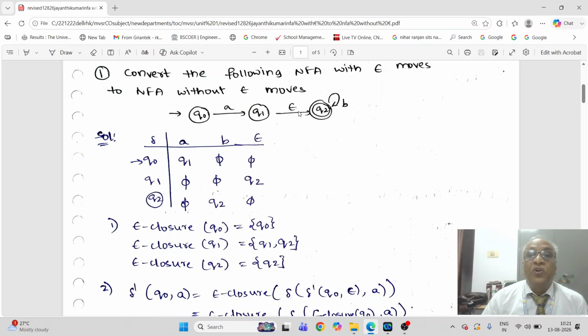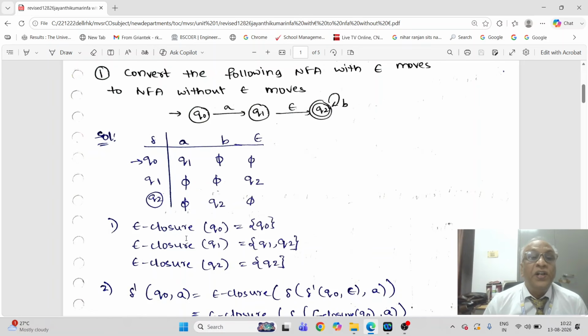So this is epsilon, right? So whenever epsilons are there, it's NFA with epsilon. What is our target? We have to convert this into NFA without epsilon. So for Q0, Q1, Q2, we have to find out the epsilon closure. Now, what is the epsilon closure?